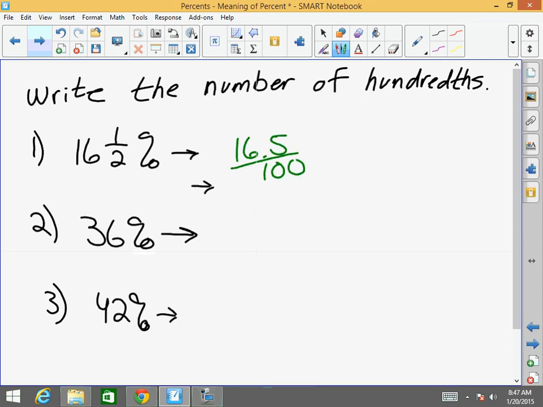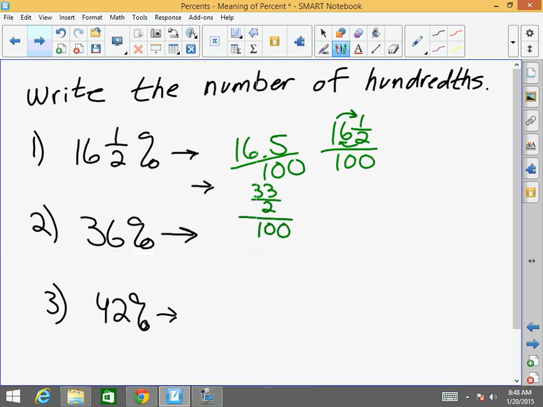However, that looks a little weird, doesn't it? You can't really have a decimal in a fraction. So let's expand this a little bit. This is 16 and 1/2 hundredths. But I still can't do that. How do I turn 16 and 1/2 into an improper fraction? Okay, 2 times 16 plus 1, so 33 halves over 100.